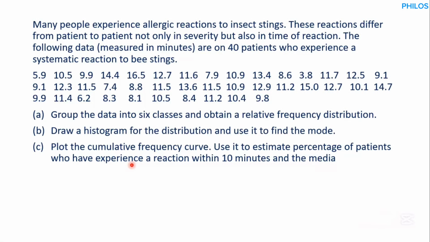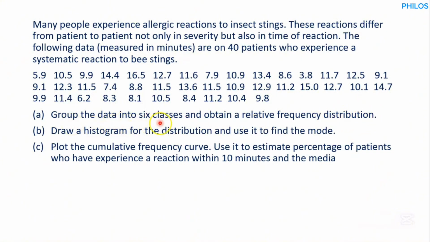data. In response to a question asked by a student in the comment section of the tutorial, that what if the data values were in decimals? So let's take this question and solve it together. So we have the data on the allergic reaction time to insect stings. Now the first question says, group the data into 6 classes and obtain a relative frequency distribution. So let's see how to do that.